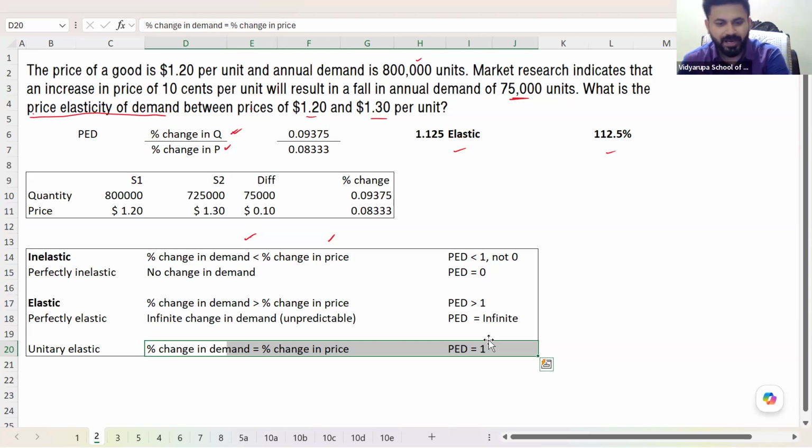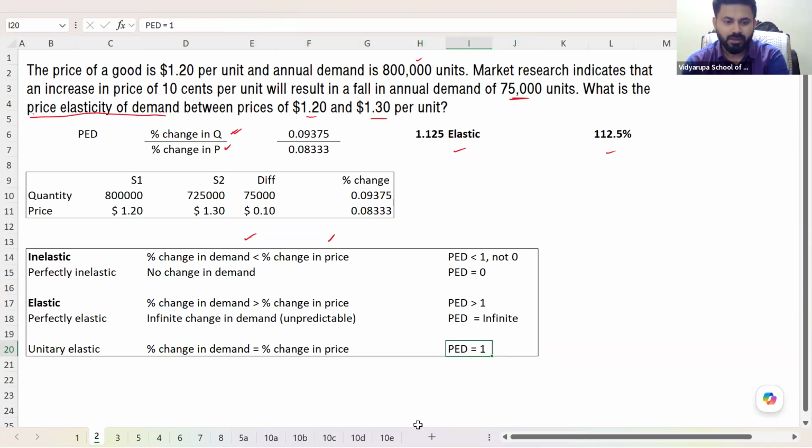This is the unitary elastic situation, where the PED value will be 1 because the percentage change in price and the percentage change in demand are exactly equal to each other. What did I say? Perfectly, sorry, my bad, unitary elastic, where PED is exactly 1. Anyway, that's the summary of the 5 levels of elasticity.